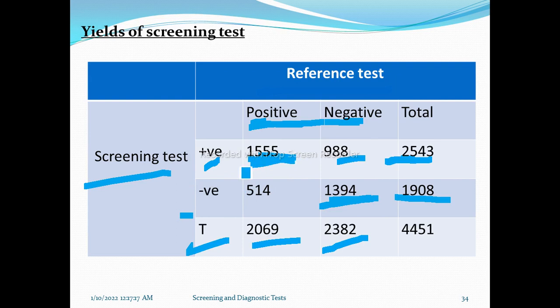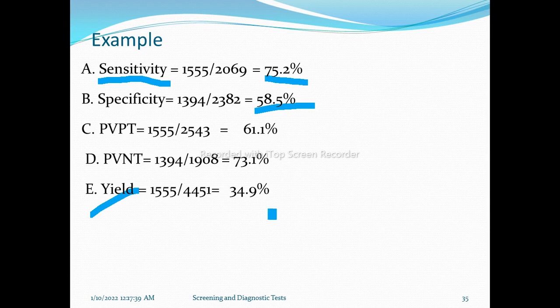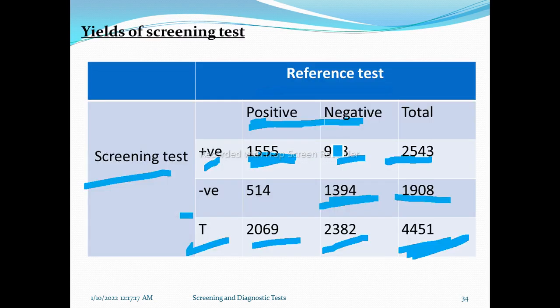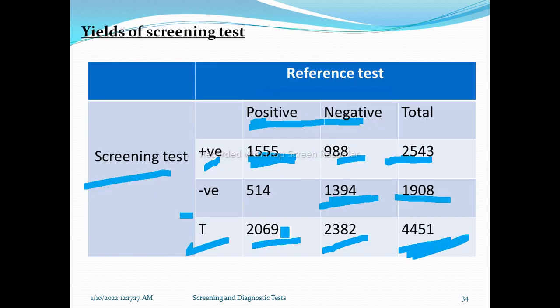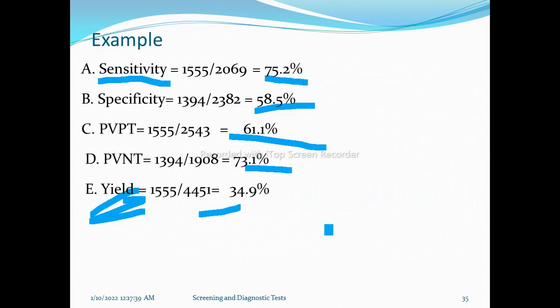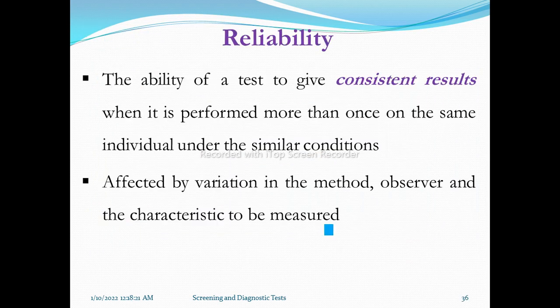15.55, or 1555 divided by 4451 is yield, multiplied by 100. So this is all how to calculate it, the 5 types which we have seen. This is an important example, so try to memorize the formula to calculate this if you are given just an example like this. So please try to understand it.